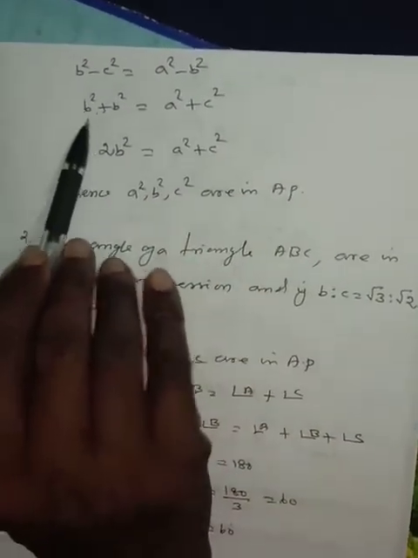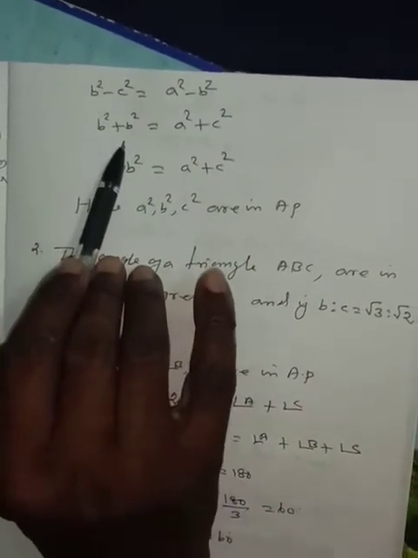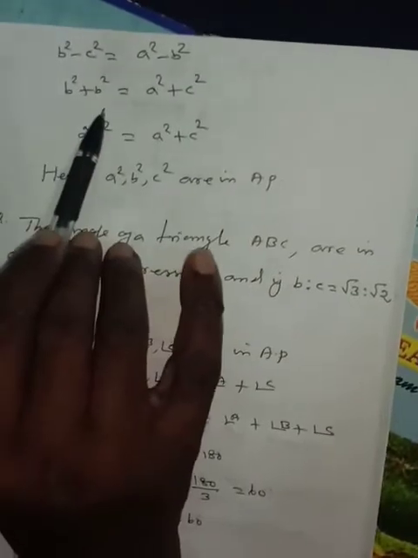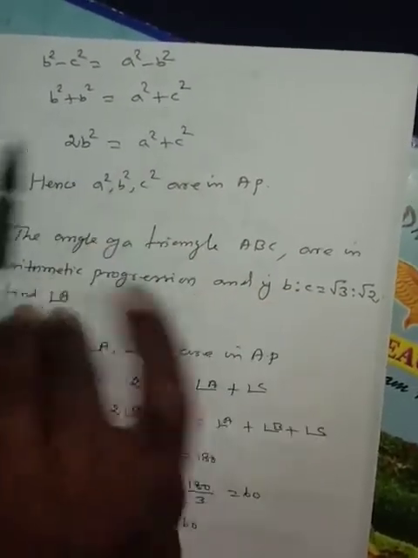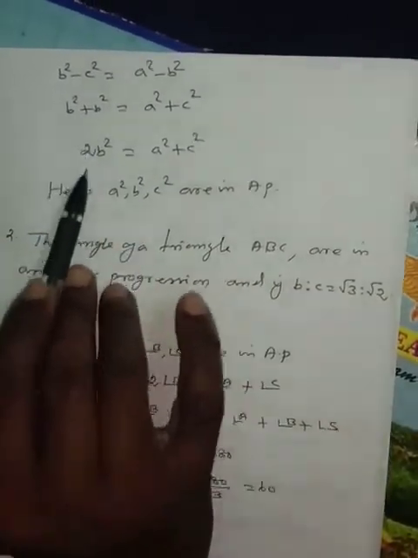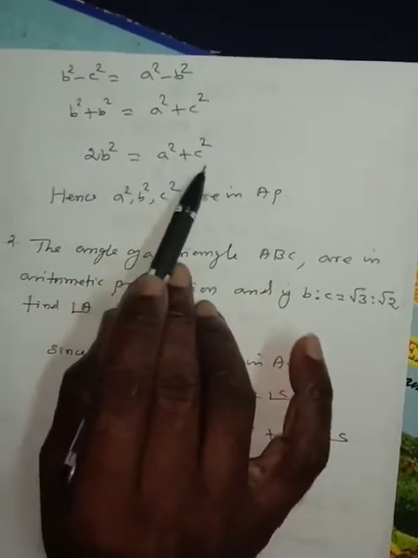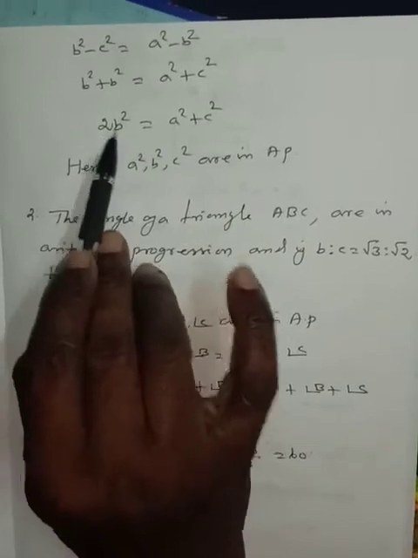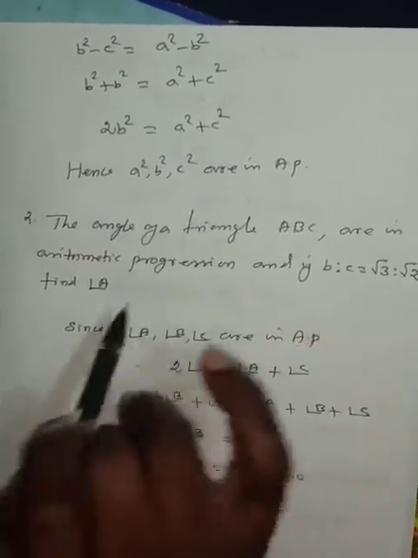Arranging, we get b square, negative sign, b square comes to the left hand side positive. So b square plus b square is equal to a square plus c square. So 2b square is equal to a square plus c square. Hence a square, b square and c square are in AP.